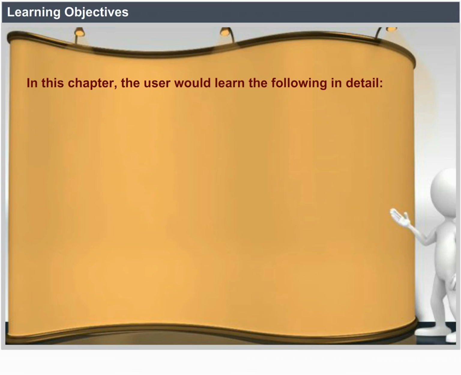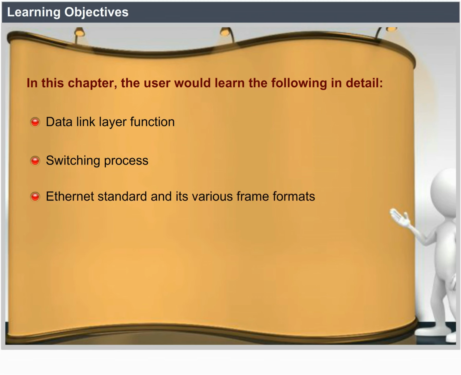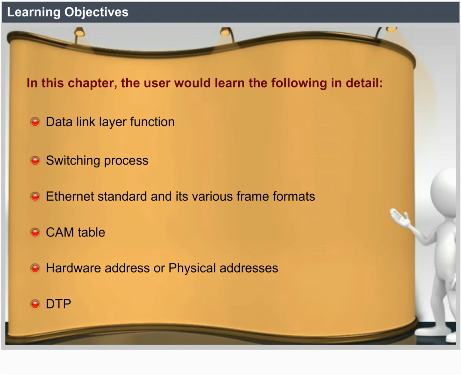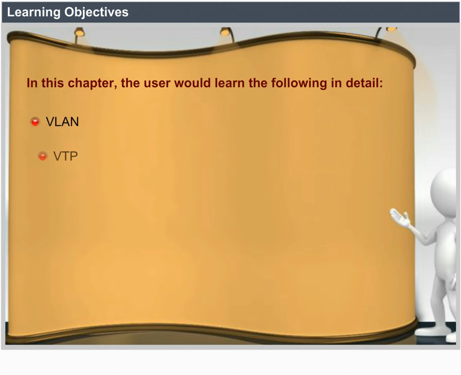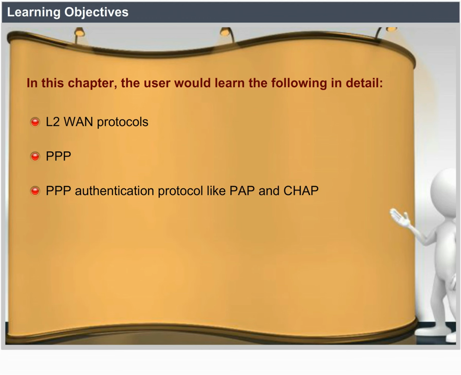Learning objectives. In this chapter, the user will learn the following in detail: data link layer function, switching process, Ethernet standard and its various frame formats, CAM table, hardware addresses or physical addresses, DTP, VLAN, VTP, VLAN routing, STP, WAN links, serial links, L2 WAN protocols, PPP, PPP authentication protocols like PAP and CHAP, Frame Relay and standard HDLC protocols.